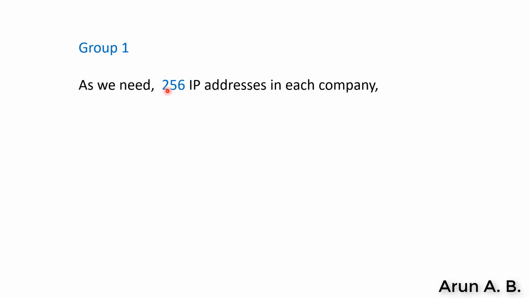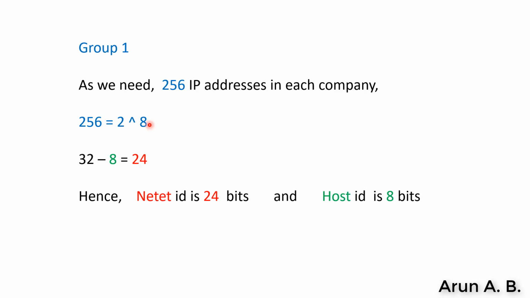So let us assign the IP addresses now. For group 1, as I explained previously, we require 256 IP addresses, and there are totally 64 such customers. Each one of the customers requires 256 IP addresses to be assigned for them. As we know, 256 can be obtained by 2 to the power of 8, therefore 8 bits are used as host, and 32 minus 8 will give us 24. Therefore this 8 is the number of host bits, and the remaining 24 will be the network ID bits.